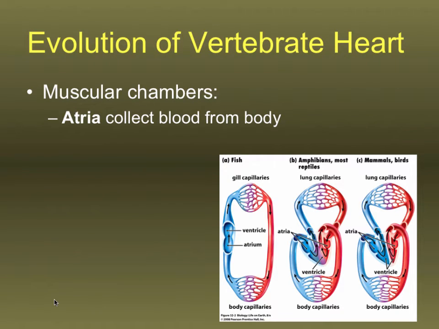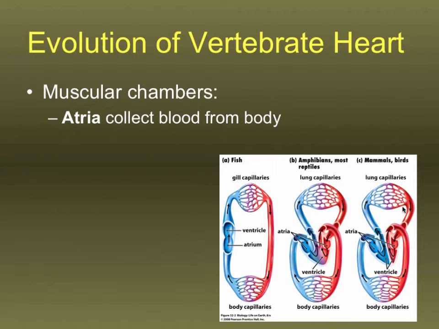And just for comparison's sake, I have on this picture 3 different representations of 3 different hearts. The first one from a fish, the second one from amphibians and most reptiles, with the exception of crocodilians, whose heart looks more like ours. And then finally, all the way on the right, we have a depiction of the mammalian and bird heart, which has 2 chambers on the top and also 2 chambers on the bottom.